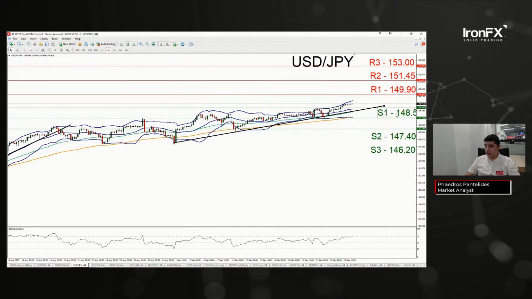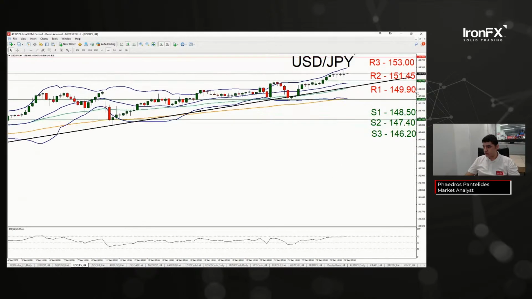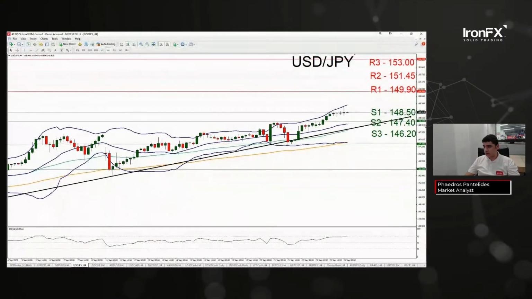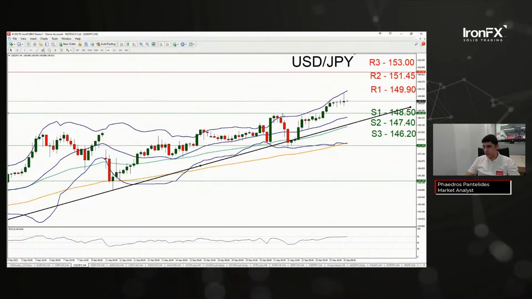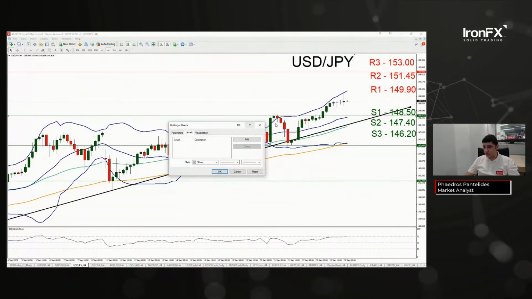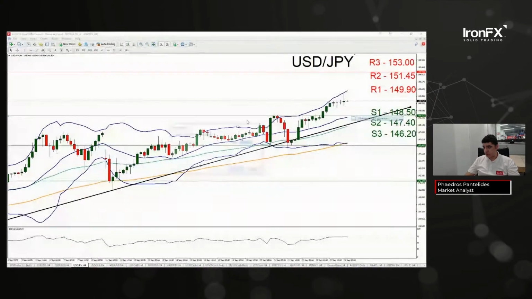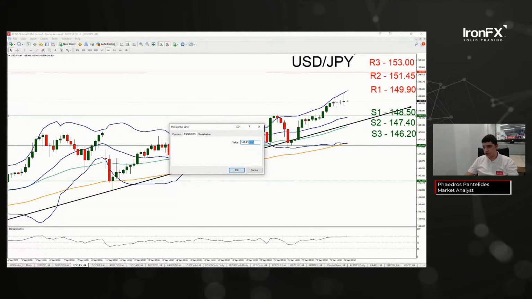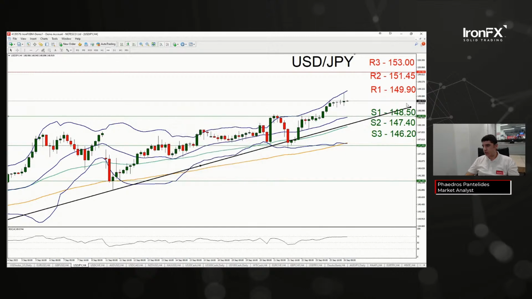So we have S1, S2, and S3 already placed in. You can take a look and chart it yourselves in order to see where these points lie. Let's just extend. I'll actually bring S1 slightly lower, 148.40, as I've said before, taking the swing line into consideration. So 148.40 would be my S1.